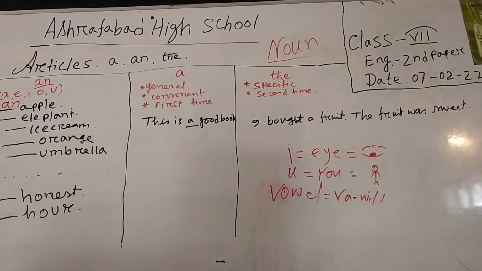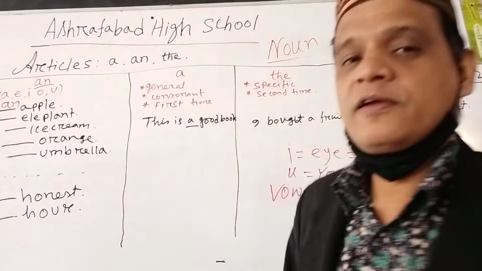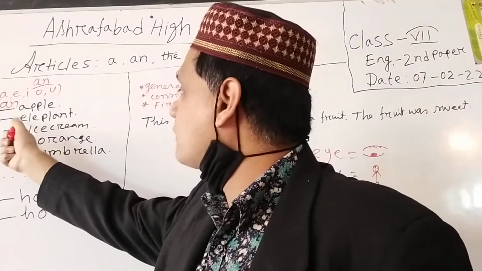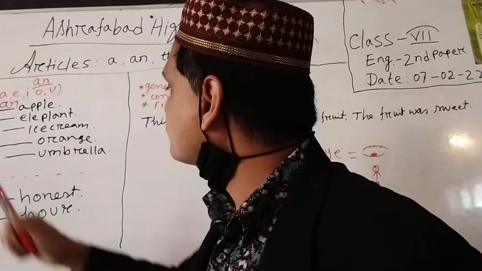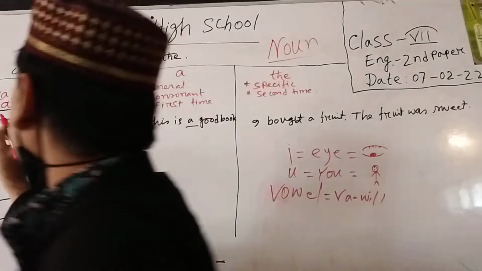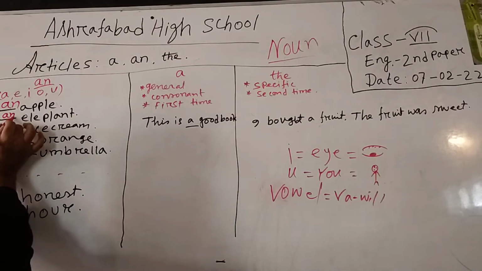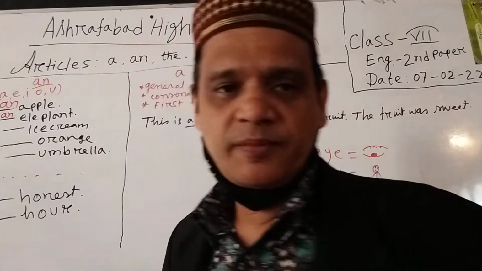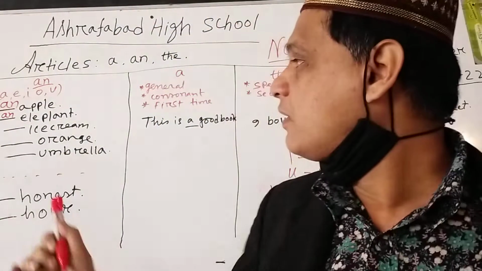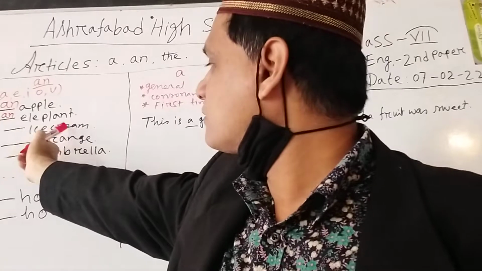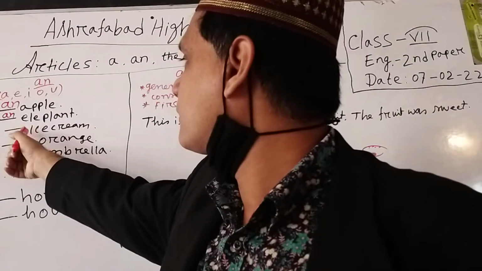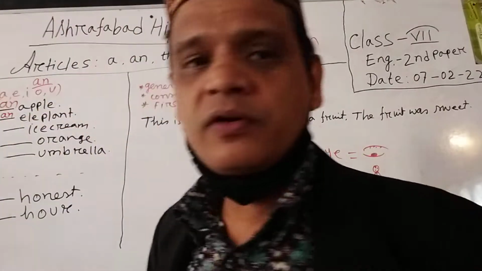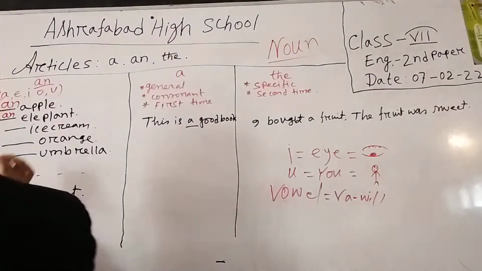The second word is elephant. Elephant again begins with the letter E. E is a vowel, so we can use an again. Ice cream. Do you like ice cream? This noun is beginning with the letter I. So again we can use an here.